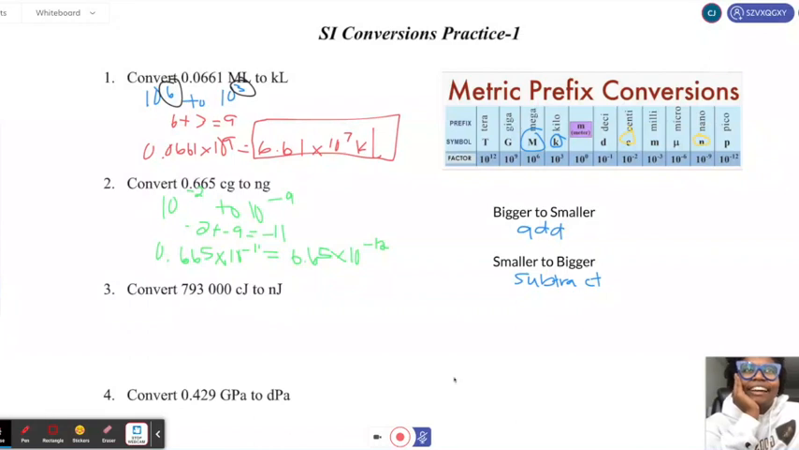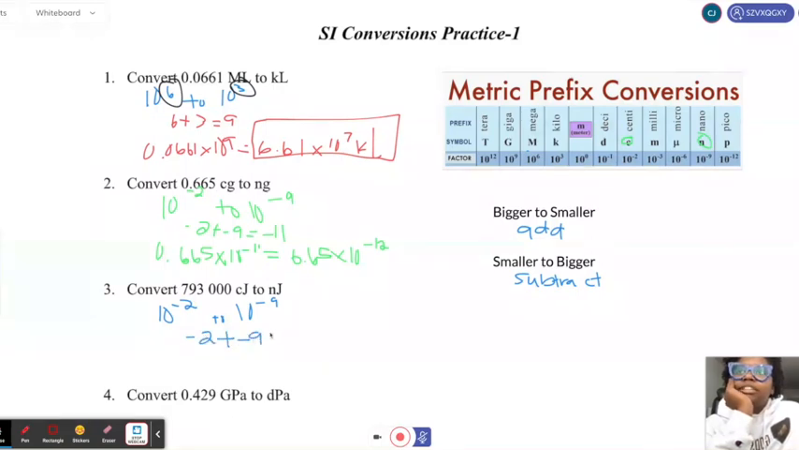Cool, huh? That was a good time. Now, let's do number 3. I'm going to do some erasing over here real quick. Number 3 says we're going from centijoules all the way to nanojoules again. So that means we're going to do 10 to the -2nd power to 10 to the -9th power. Once again, we are adding our factors. So -2 plus -9 is going to give us a grand total of -11 again.